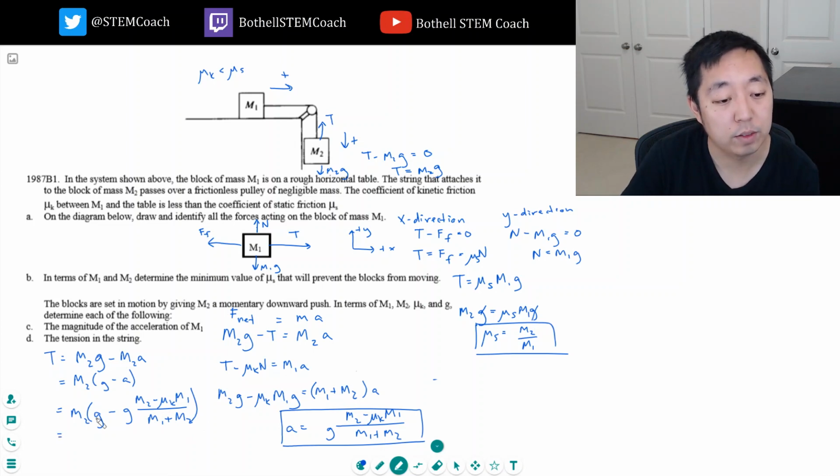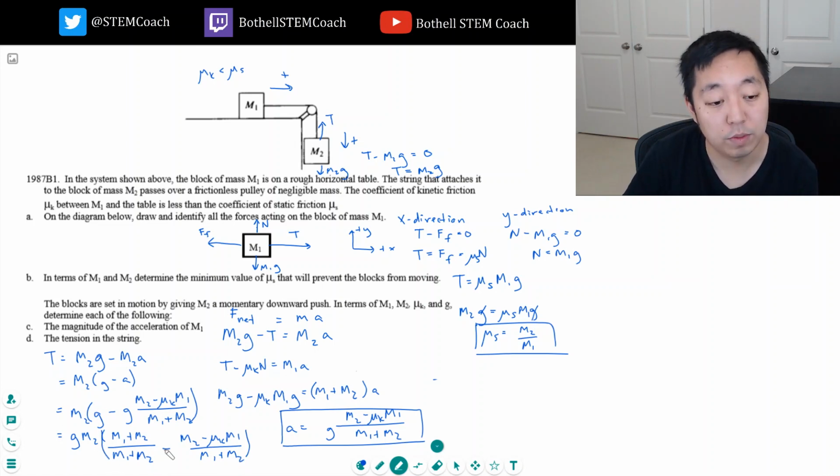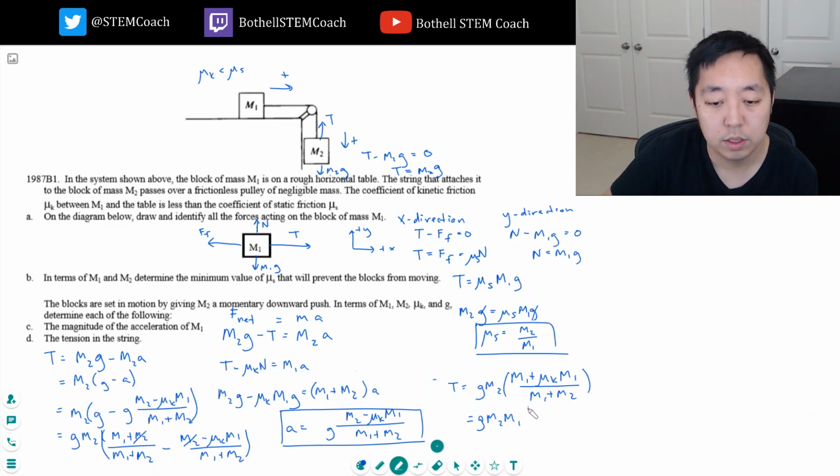And I don't know if they want you to simplify. Let's see, we could take out the G, G M2, and this would make this 1 minus that. To make the same denominator, I would make M1 plus M2 over M1 plus M2 minus M2 minus mu K M1 over M1 plus M2. So here I'm just doing some algebra to simplify. If you don't want to do that, I think it's okay, usually, but I just make it a habit of doing it. So I'm going to combine these two. The M2s here will cancel. Let's write it over here. Sorry, I'm kind of all over the place. G M2 times M1 plus mu K M1 over M1 plus M2. I can factor out an M1, so it's G M2 M1 times 1 plus mu K over M1 plus M2.